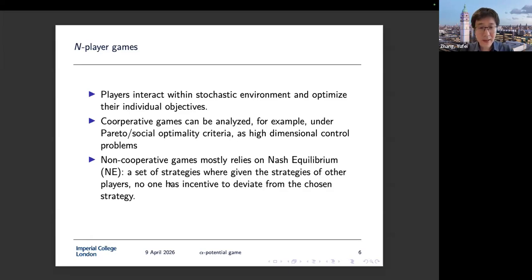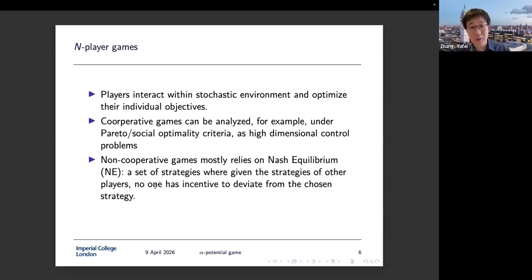If all the players have the same objective, then this is typically known as a cooperative game. People are then interested in a solution given by the social optimum, also known as Pareto optimal. In this case, you can solve the game as a control problem because everyone has the same objective function. We have a reasonable understanding of how to characterize the solution and how to compute it numerically, even though there is a large number of players.